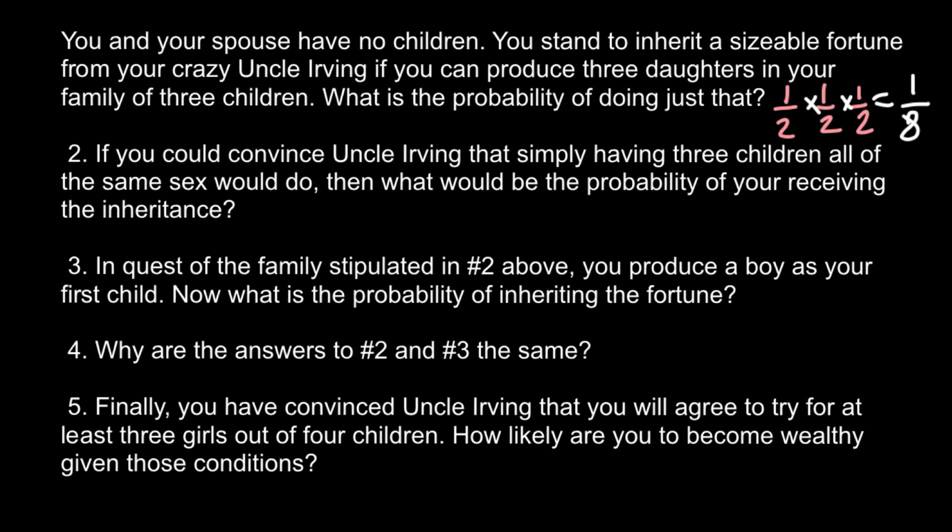So next question: if you could convince Uncle Irving that simply having 3 children all of the same sex will do, then what would be the probability of your receiving the inheritance? Once again, we already calculated the probability for all 3 children to be girls, and this probability is 1/8, and the same probability would be to get 3 boys in a row.